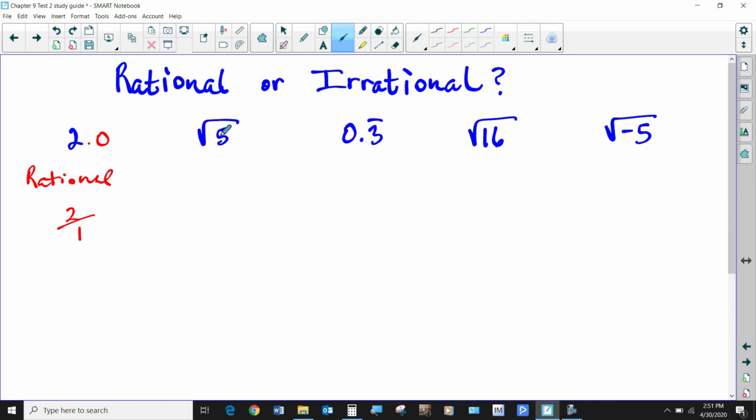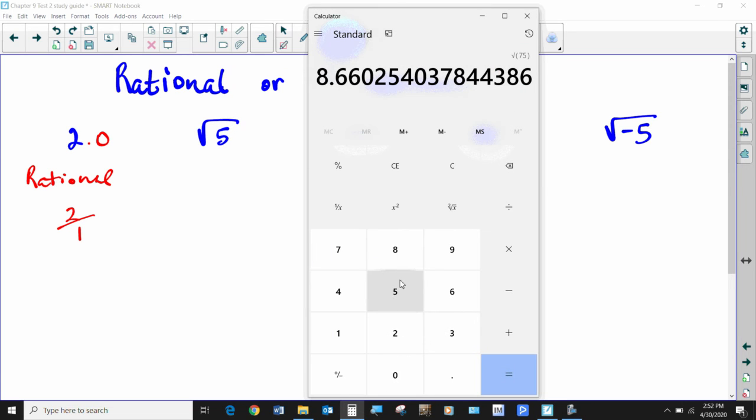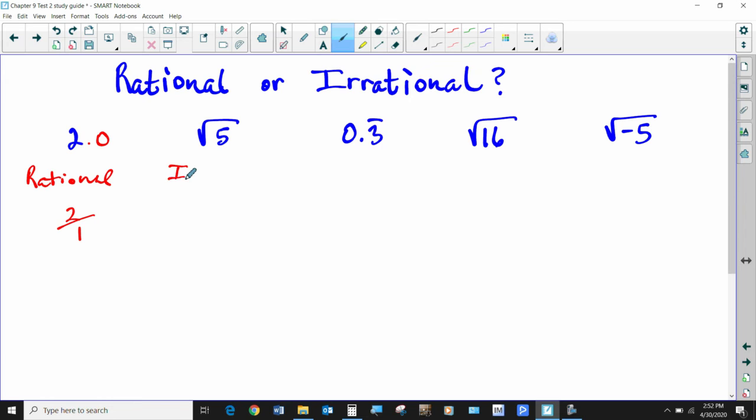The square root of 5, I know that that's between 2 and 3 on the number line, because the square root of 4 is 2 and the square root of 9 is 3. But what exactly is it? So if I went to my calculator and found the square root of 5, there you go. There are those decimal numbers that keep going on forever with no repeating pattern. So this is an example of an irrational number, and it cannot be represented as a fraction.